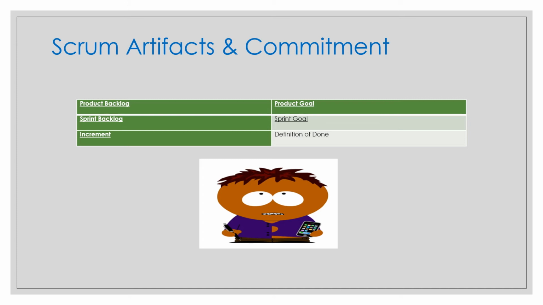So the commitment for the product backlog is the product goal. The product goal describes the future state of the product, which can serve as a target for the Scrum team to plan against. The product goal is within your product backlog only. That's why it's a commitment, right?